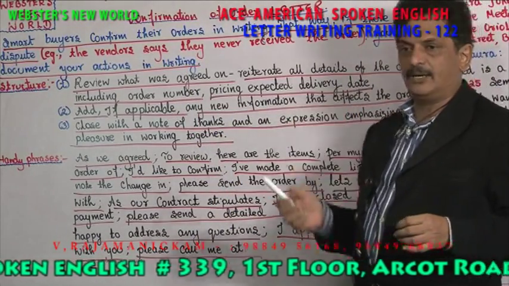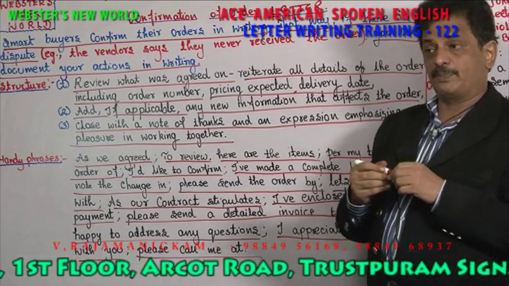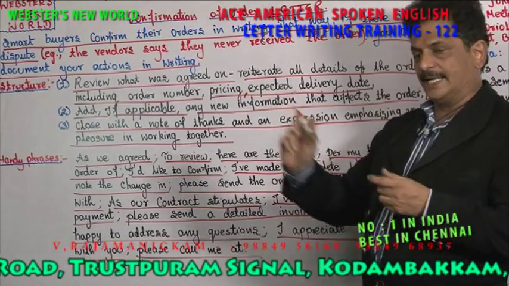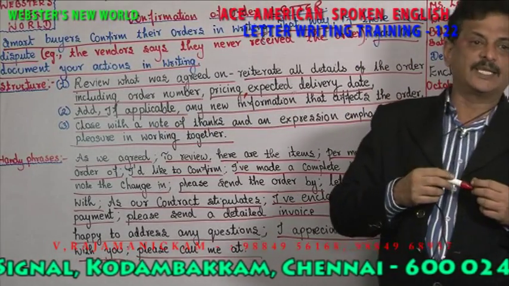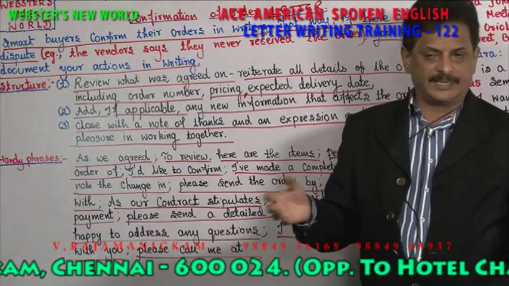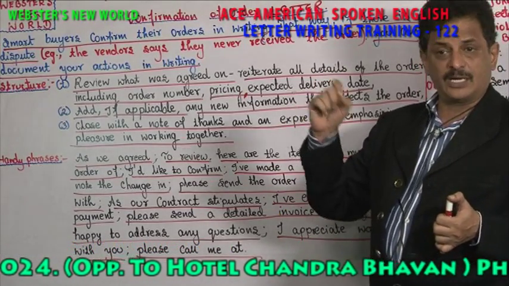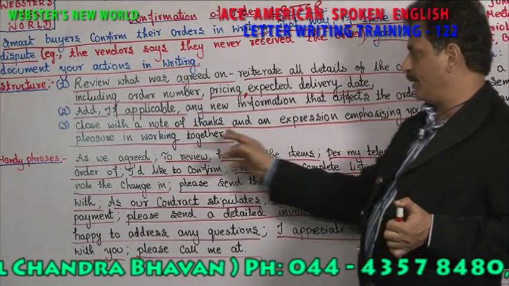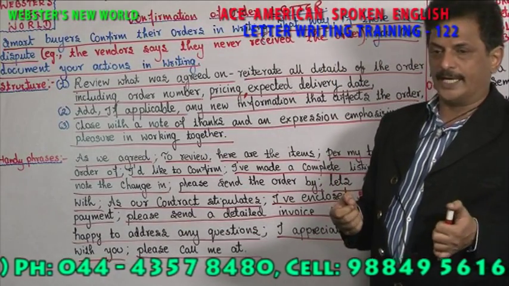Pricing expected and delivery date. So what is the price expected? What is the pricing? What is the expected delivery date? You have to tell all those things in the letter. Add, if applicable, any new information that affects the order. If there is any new information, for example, the tax has increased so the supplier wants to increase the price, you can ask them whether they are going to increase the price. Close with a note of thanks and an expression emphasizing your pleasure in working together. At the end of the letter, thank the supplier for working together, right?